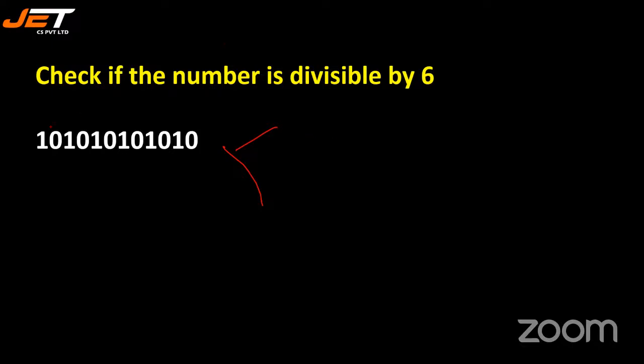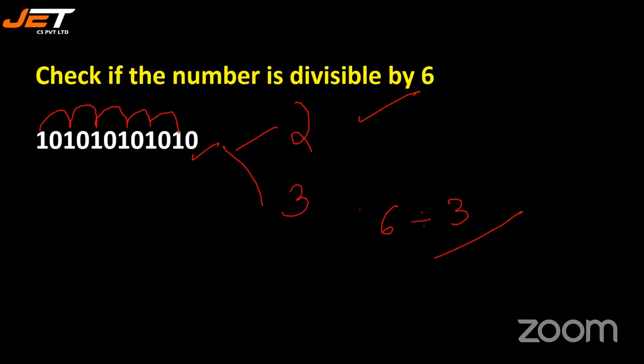Okay. So here for 2 and 3, it is ending with 0, an even number. That means it is divisible by 2. For 3, we need to check 1 plus 1, 2, 3, 4, 5, 6. 6 divided by 3. Yes, it is exactly divisible. So it is divisible by 3 also. That means the number is divisible by 6.